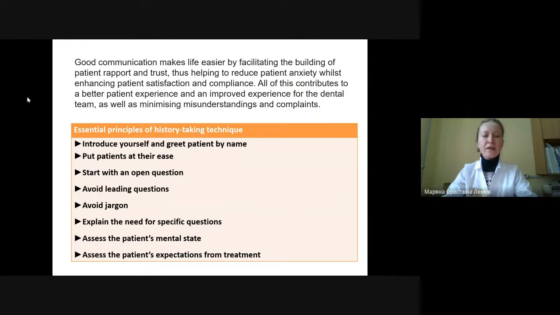First of all, it is suggested to introduce yourself and greet the patient by name. Put patients at their ease. Start with an open question. Avoid leading questions. Avoid jargon. Explain the need for specific questions. Assess the patient's mental state during communication. And assess the patient's expectations from treatment.